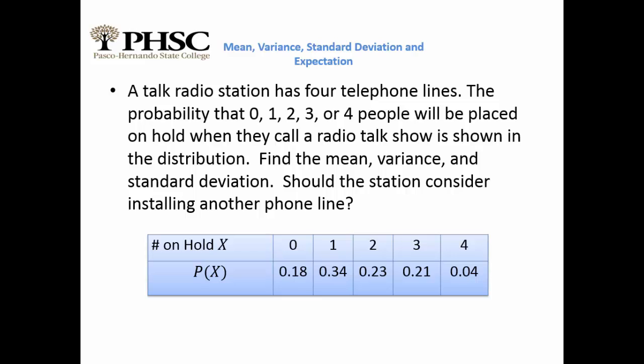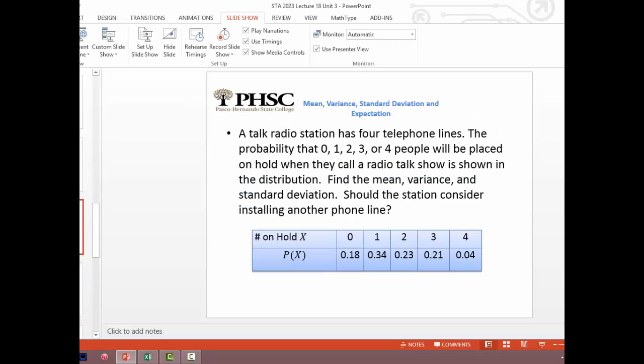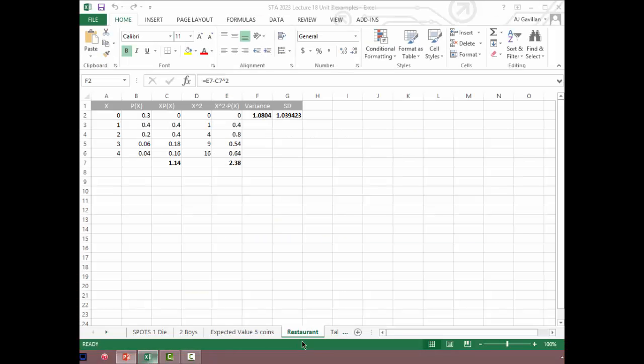So either no one's on hold, 1 person, 2, 3, or 4 people on hold, and the probability for each one. So going to Excel, we can go ahead and build this out and see what it looks like. So the expectation is that at any given time, there'll be 1.6 people on hold, right? And so again, here are the columns that we have. And so the variance would be 1.2.